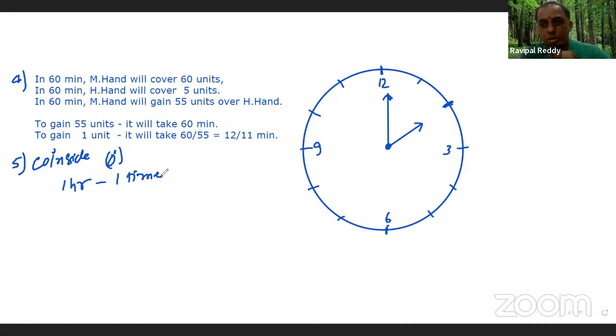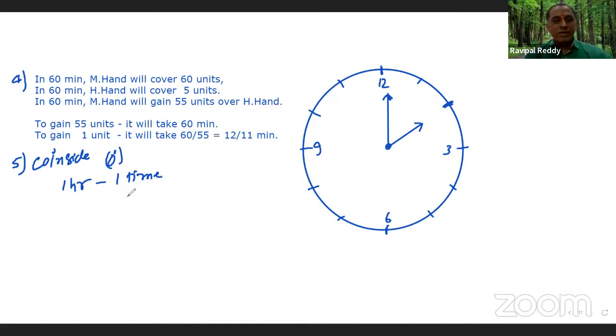Akbari Begum, your answer is right. Very good. Now 1 hour, one time. 2 hours, how many times? 2 times. 5 hours, how many times will the minute and hour hands coincide? 1 hour, one time. 2 hours, 2 times. 5 hours, 5 times. 10 hours, 10 times. 12 hours, it should be 12, but it is not 12 times, only 11 times.